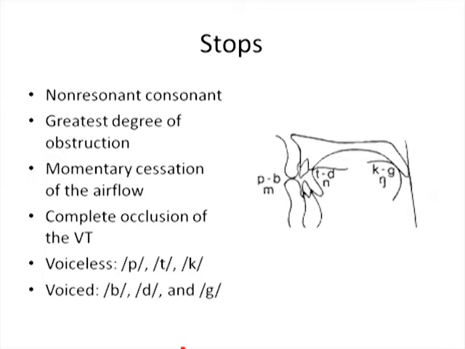The stops have the greatest degree of obstruction. The degree of obstruction is based on where the articulators are. So for example, if you have the p and the b, the greatest degree of obstruction is because your lips are coming together, okay? There is a momentary cessation of airflow. Think about this. This is a very distinguishing characteristic, a very important characteristic of stops. There is a momentary cessation of airflow. This is important to remember because an acoustic cue is going to be associated with that.